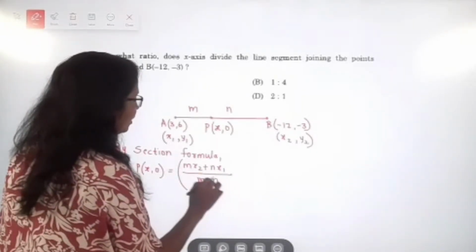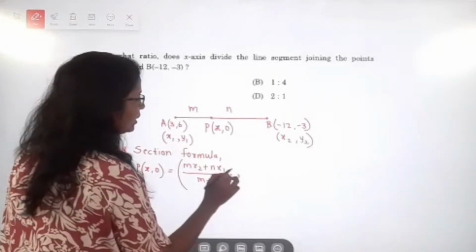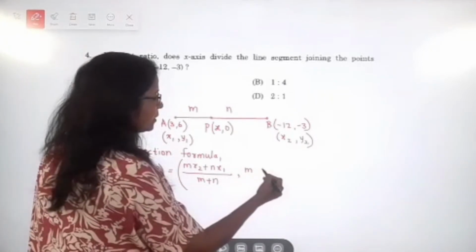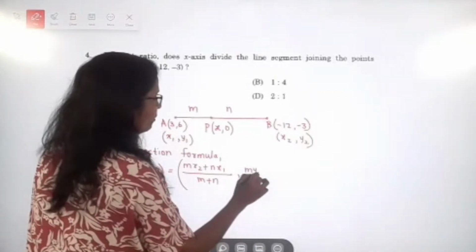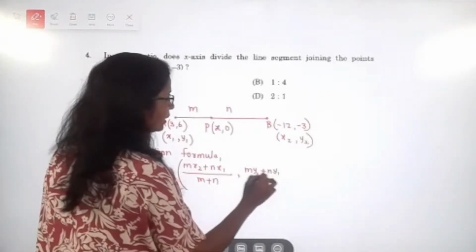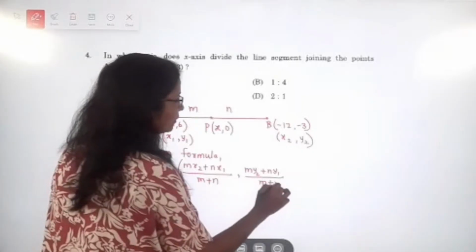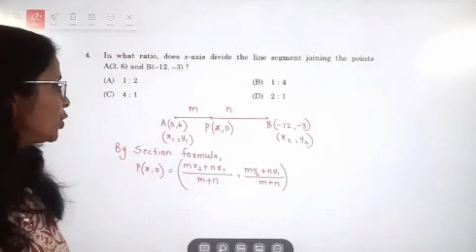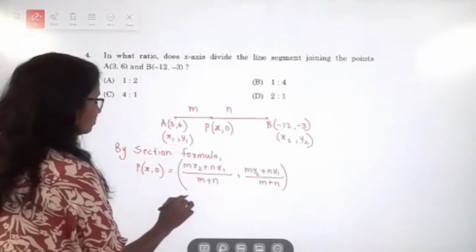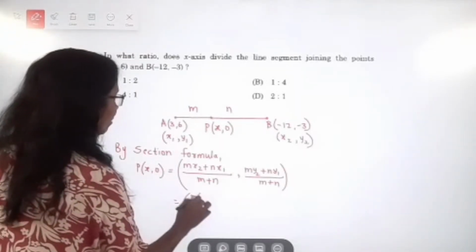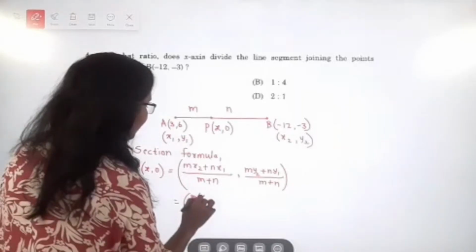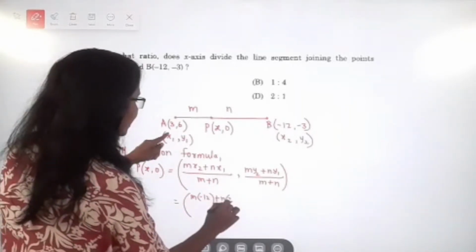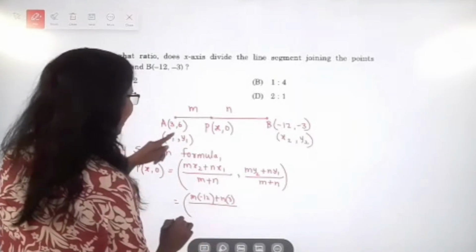So here all the coordinates will be x1, y1, x2, y2. Now here the second one, this is the place of the y coordinate: m y2 plus n y1 upon m plus n. Yes, now it is the right formula. So now here students, that is first m multiply x2, minus 12, plus n x1. So x1 is 3, divided by m plus n.